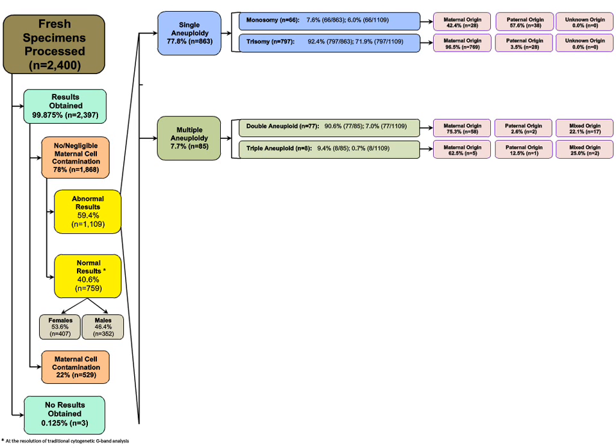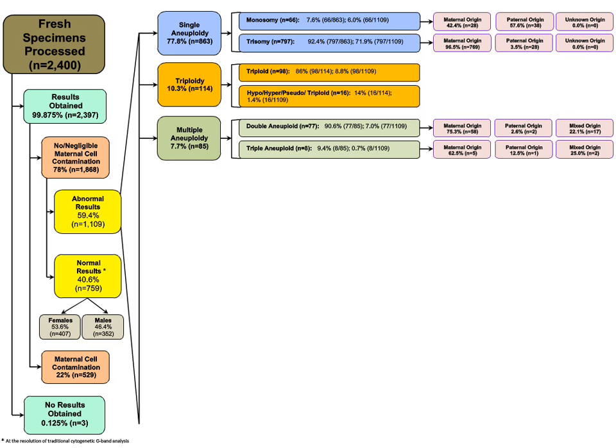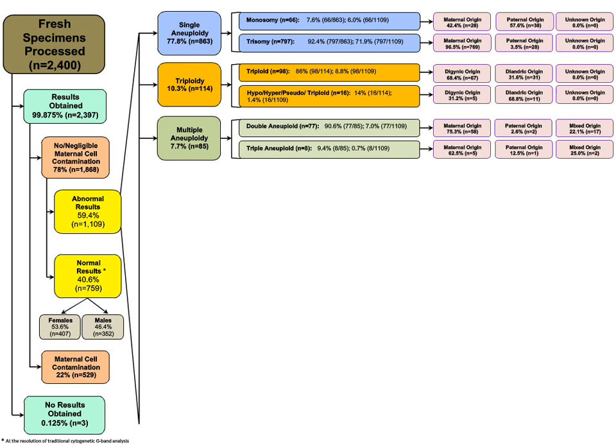Triploidy, again, very in line with what we would expect, about 10.3%, with the majority of these being straight triploidies, and then about 14% being either a hypo, hyper, or a pseudo-triploid. If we look at the parental origins, 67 of them were digonic, and 31 were diandric, so almost 70% were digonic and about 30% diandric. And that did not appear to be the case. In fact, that appeared to be reversed when we look at the hypo or hyper or the pseudo triploids.